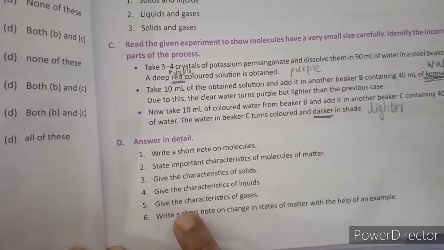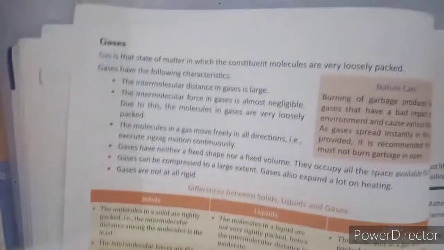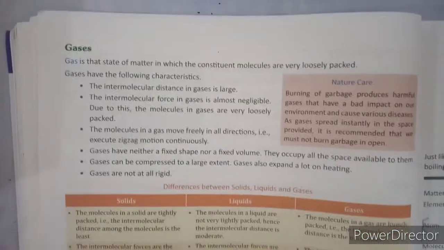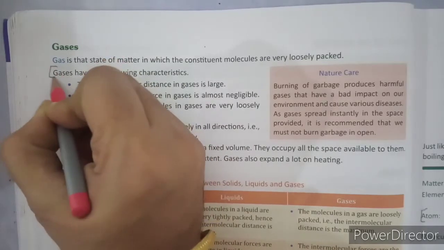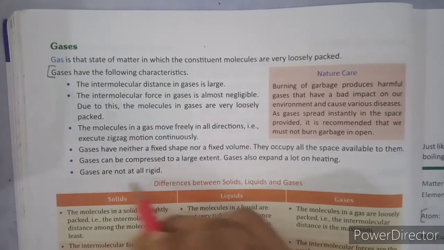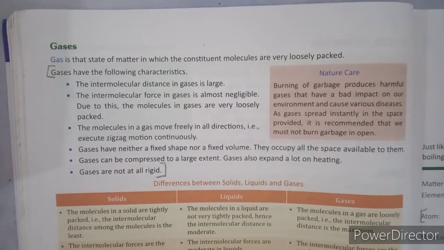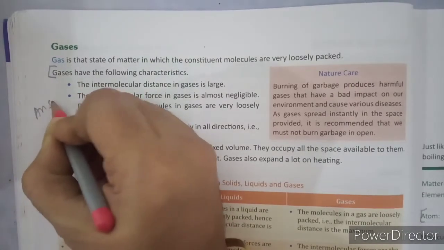Fifth question, give the characteristics of gases. For this, come to page number 6. On page number 6 you have again the characteristics of gases. See here, gases have the following characteristics. Gases are not at all rigid. So up to this is your characteristics for gases, and this is your answer 5.